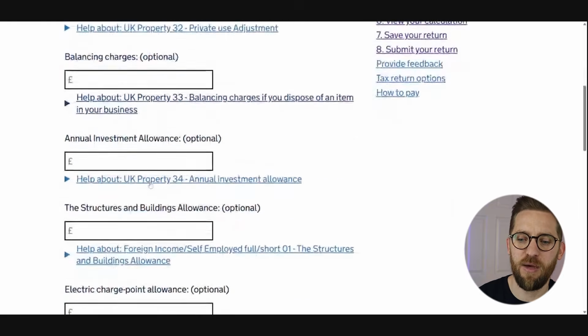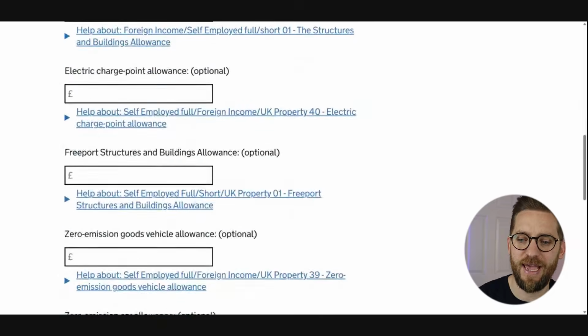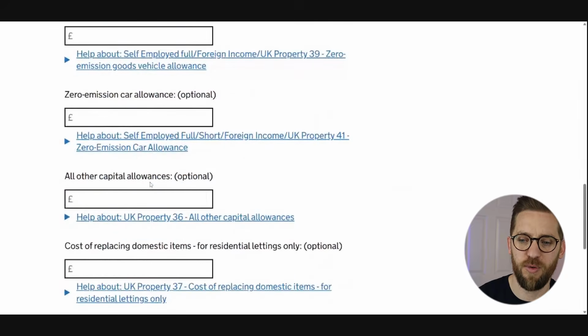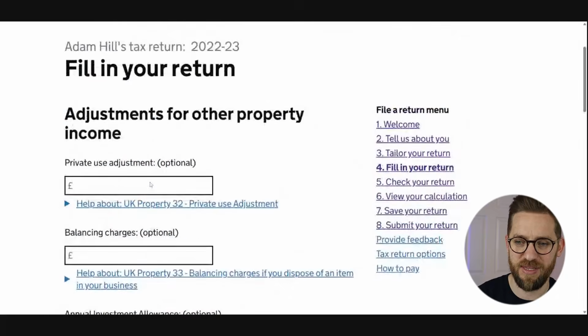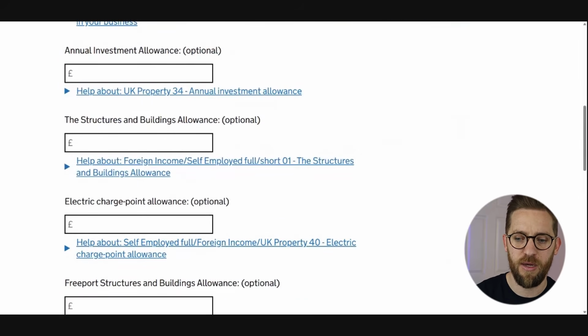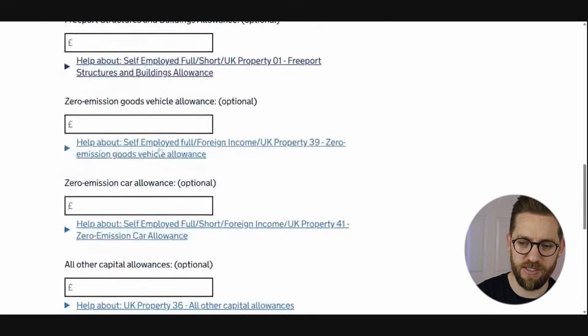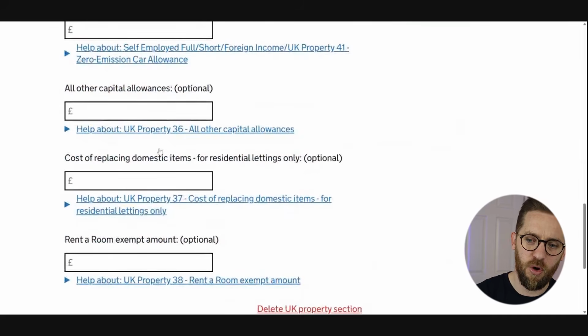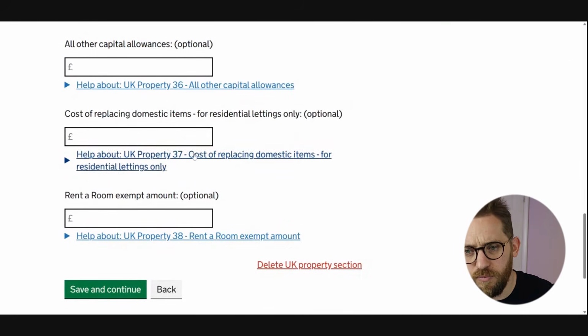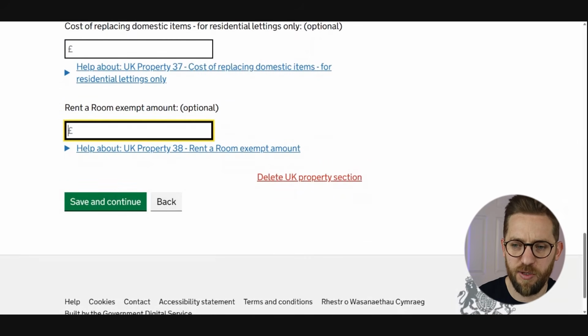So again here, what you'll see, these all relate to capital allowances. So if you own assets within your business, well, you might have to make a private use adjustment first of all, but then everything below that relates to capital allowances. So again, we're not going to go into great detail on capital allowances here, but the question at the bottom we do want, because this is where you claim your rent a room exempt amount.